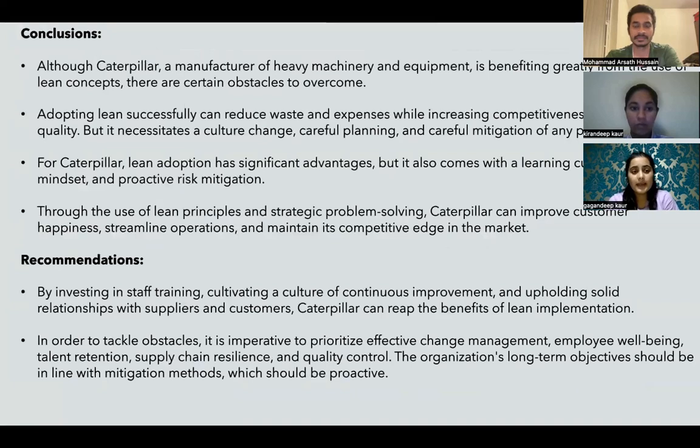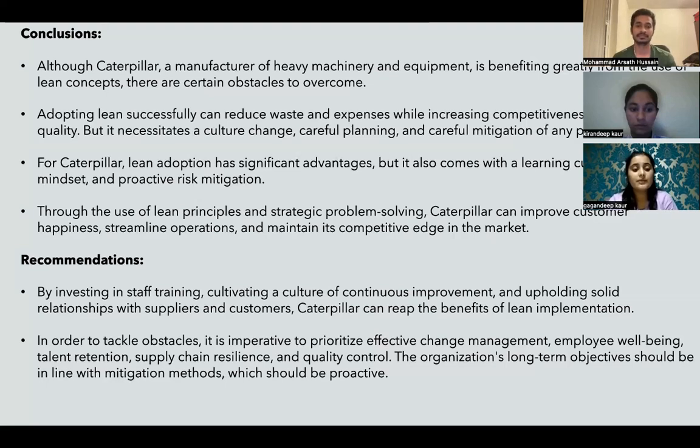In this slide, we conclude that although Caterpillar, a manufacturer of heavy machinery and equipment, can benefit greatly from the lean concept, there are certain obstacles to overcome. Adopting lean successfully can reduce waste and expenses while increasing competence and quality, but it necessitates a culture change, careful planning, and careful mitigation. For Caterpillar, lean adoption has significant advantages, but it also comes with learning outcomes, mindset shifts, and risk mitigation. Through the use of lean principles and strategic problem solving, Caterpillar can improve customer satisfaction, streamline operations, and maintain its competitive edge in the market.